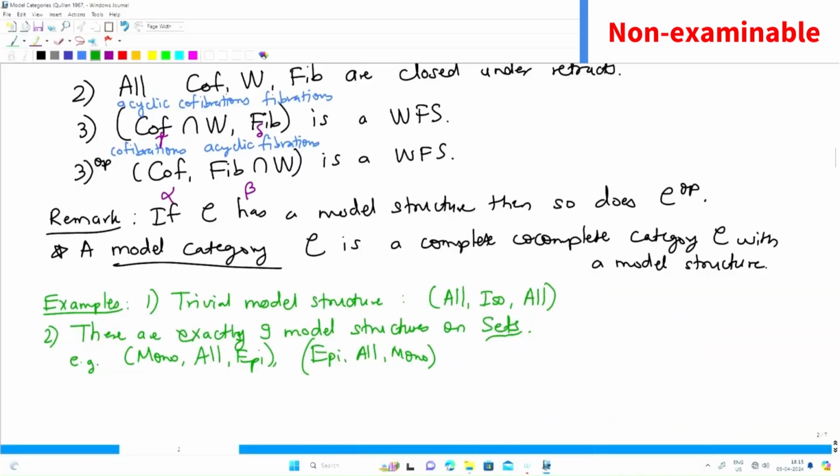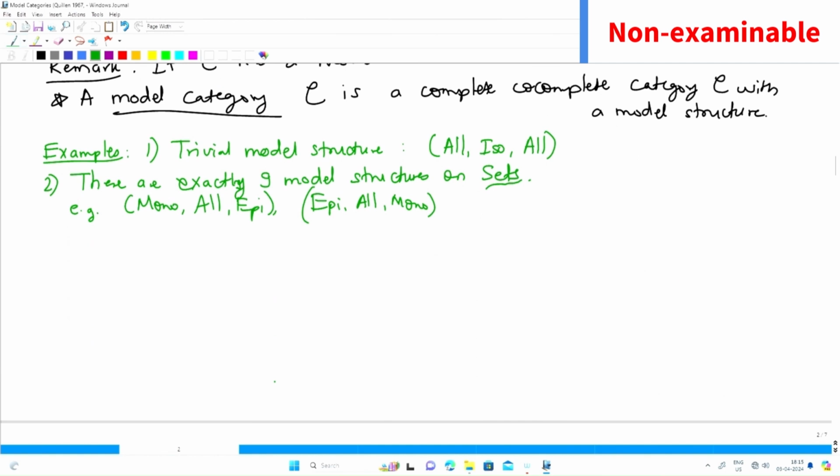The more interesting examples will of course come from the category of topological spaces, the category of simplicial sets, and the category of chain complexes. Okay, these 3 are important. There are also some model structures on the category of all small categories, the 2-category of small categories. Okay, but what do we use it for? We said that the purpose is to define localization, so let's define localization.